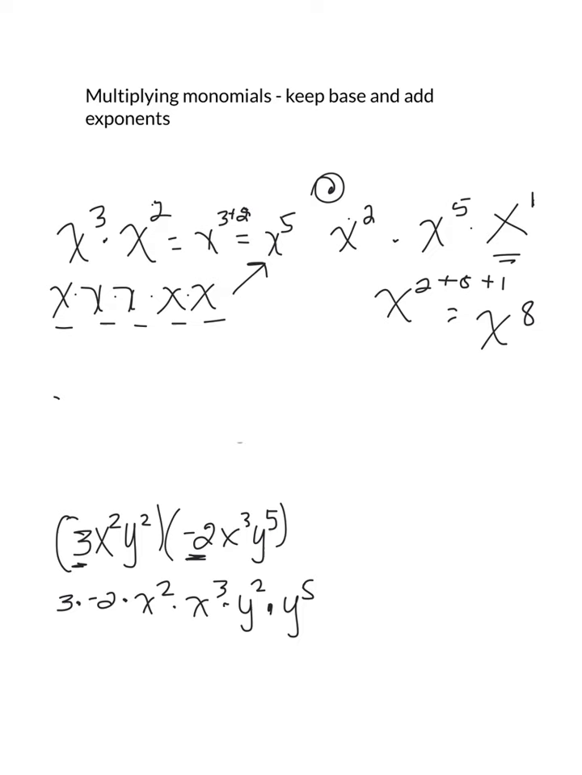Okay, so 3 times negative 2 gives me the negative 6. X squared times x to the third gives me x to the fifth. Y squared times y to the fifth gives me y to the seventh.